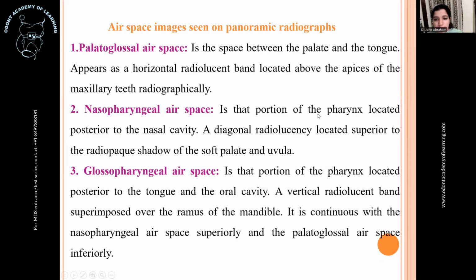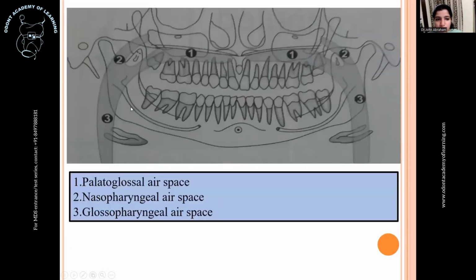The nasopharyngeal airspace is a portion of the pharynx that is located posterior to the nasal cavity, and the glossopharyngeal airspace is a portion of the pharynx that is located posterior to your tongue and the oral cavity. So these are the air spaces that can be visualized. So this is your palatoglossal, nasopharyngeal, and continued by glossopharyngeal air spaces.